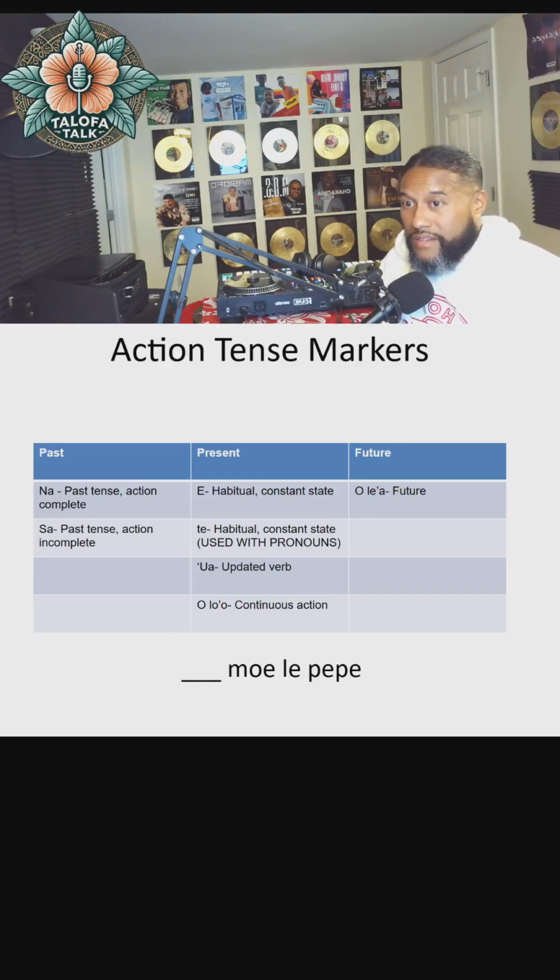If I say sa moi le pepe, it's past tense, but I'm taking you back in time and letting you know the baby was sleeping. At 5 o'clock, sa moi le pepe, the baby was sleeping. Hopefully that makes sense because I'm going to keep going. And if it's just what the baby does, the baby sleeps: e moi le pepe.